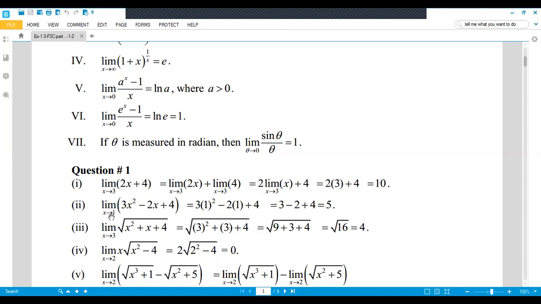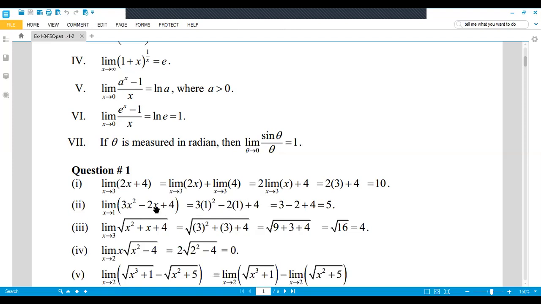Now next is limit x approaches 1. First we apply it with 3x square. So 3 will come as the coefficient: limit x approaches 1, x square, minus 2 limit x approaches 1, x, plus limit x approaches 1, 4. Now in place of x, you have to put this limit value 1, its square, and minus 2.